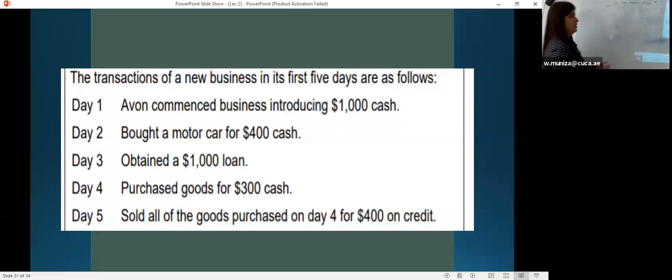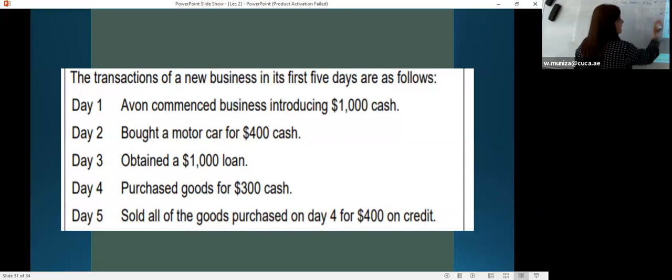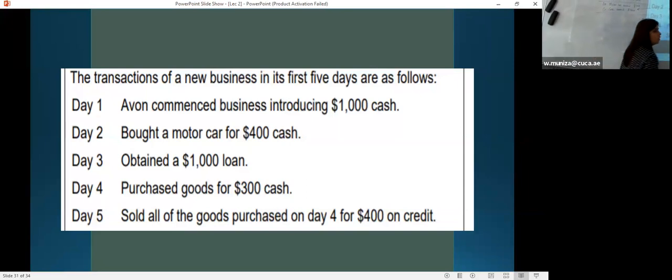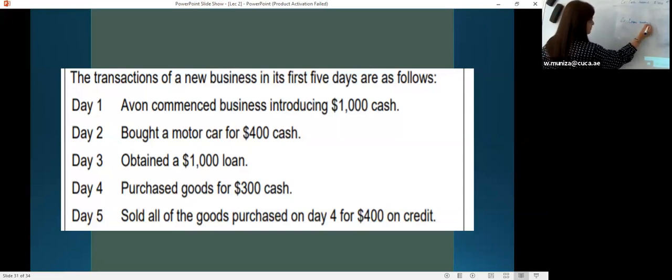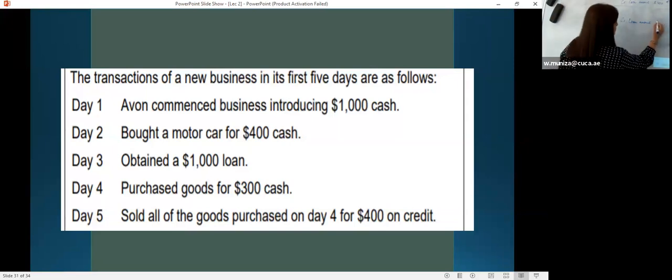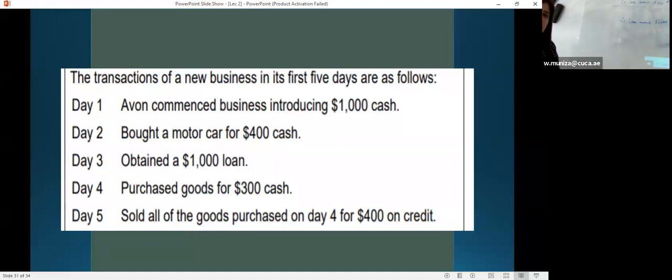Okay. On day 3, a loan has been obtained. Obtained a $1,000 loan. Loan is a liability. Increase in liability is credit. Very good. So we are going to credit loan account. How much loan is there? $1,000.